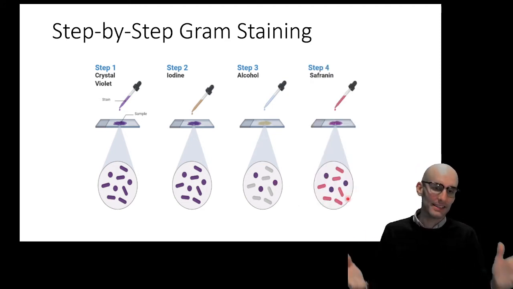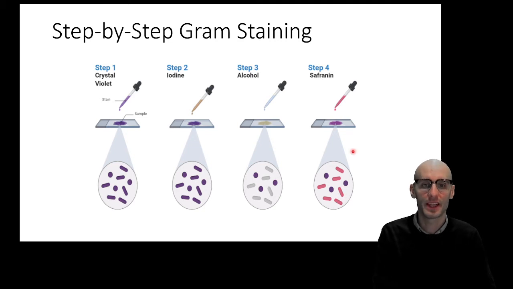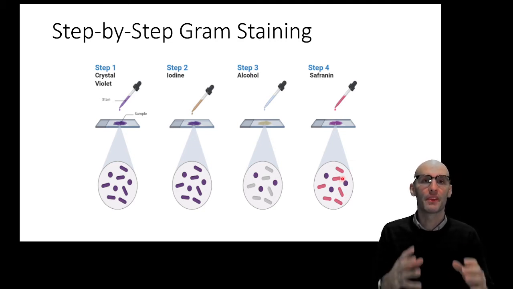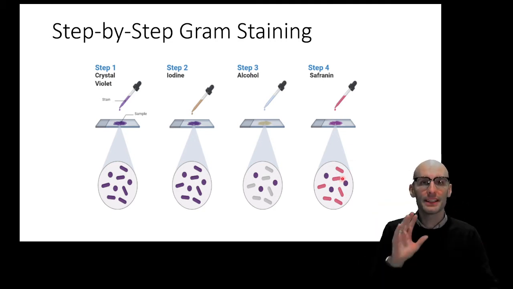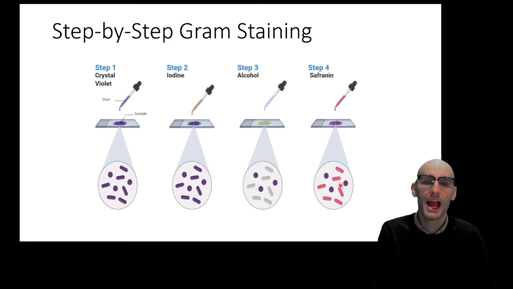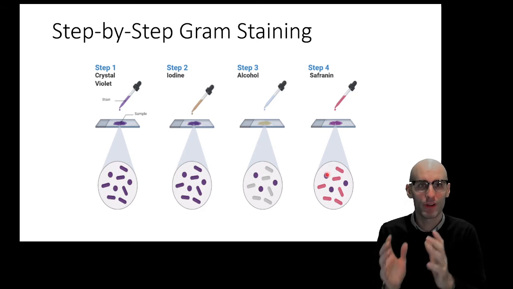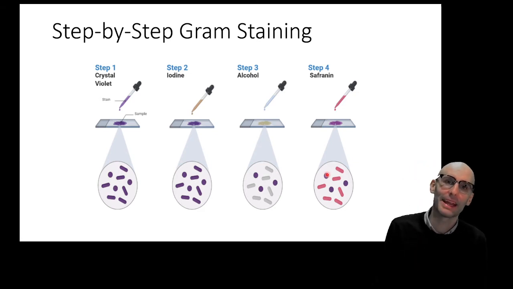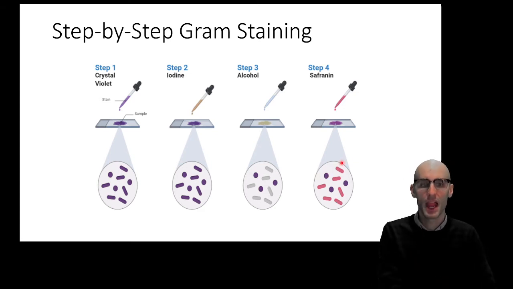We then do a counter stain. There are a number of different kinds, but safranin is one of those, and that's a pink stain that will actually stain both groups of bacteria. But because purple is darker and more visible, we end up with purple gram positive bacteria and pink gram negative bacteria. So let's look at the biology.